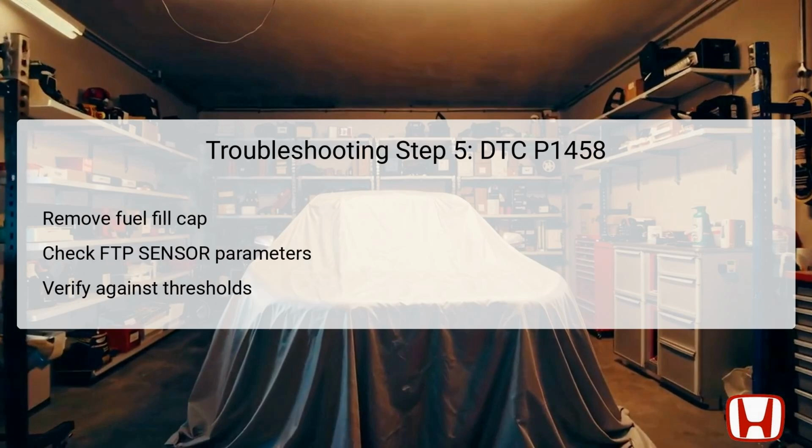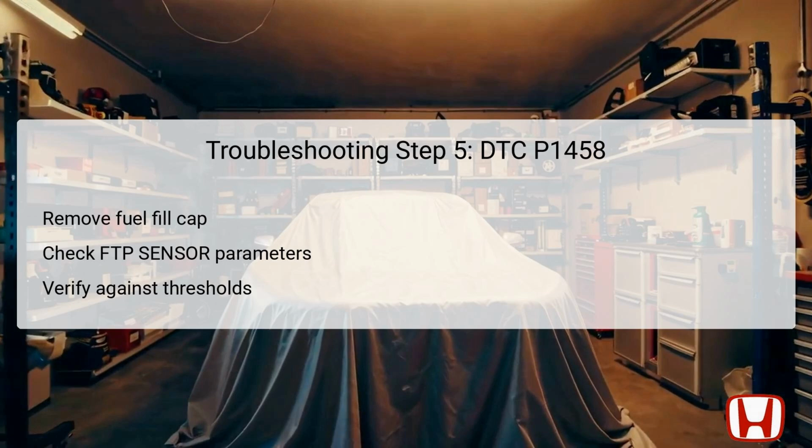For step 5, start by removing the fuel fill cap and waiting for a minute. This allows for any potential pressure release within the fuel system. Afterward, using the HDS, verify the parameters of the FTP sensor fine against specific threshold conditions. The current values must be accurate relative to conditions of more than 0.67 kilopascal or less than negative 0.67 kilopascal for a proper diagnostic guide.